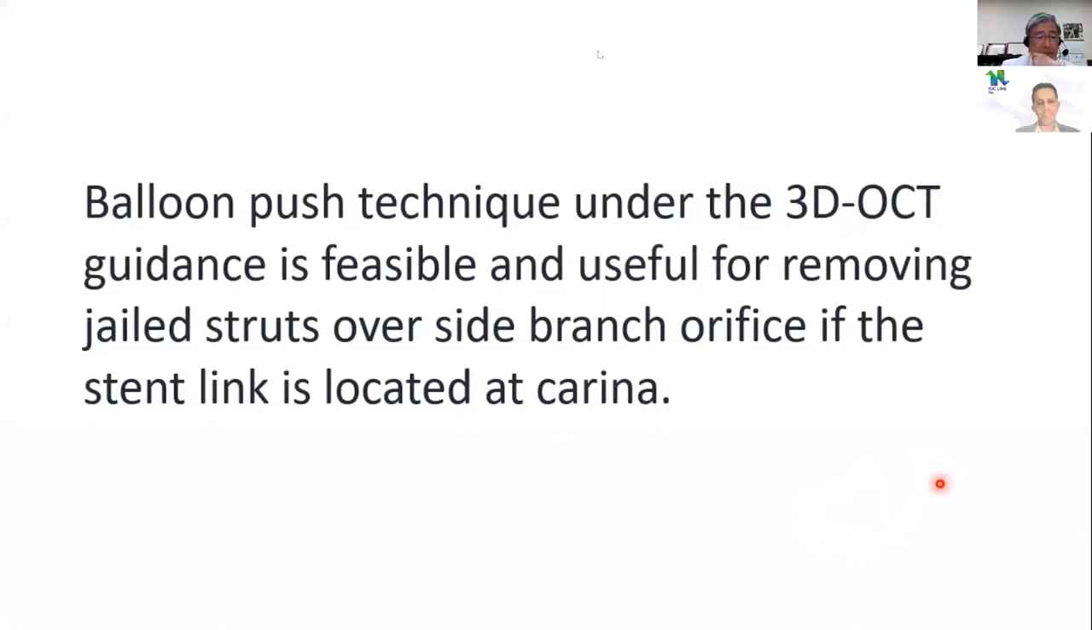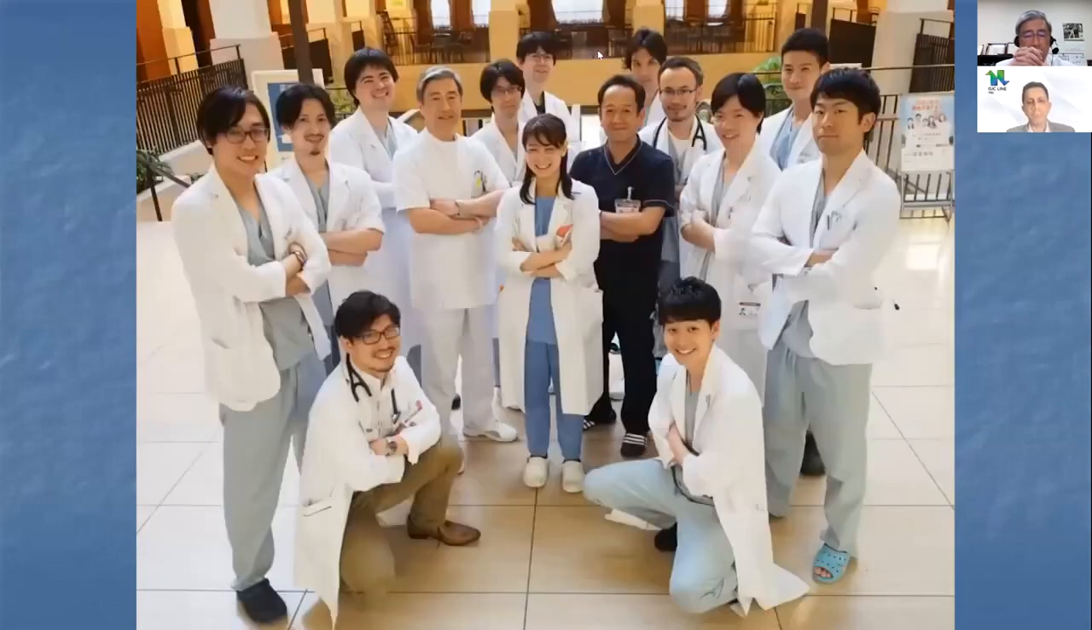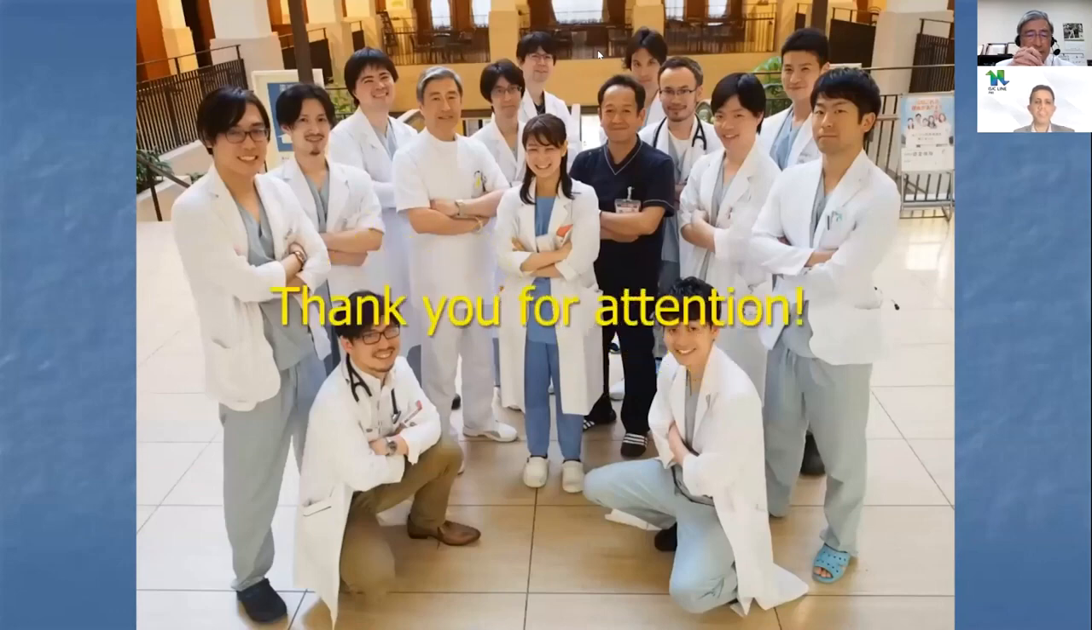I think the balloon push technique under 3D OCT guidance is feasible and useful for removing jailed strut over the side branch orifice if the stent link is located at carina. OCT will guide bifurcation PCI with MLD MAX and 3D. Thank you for your attention.